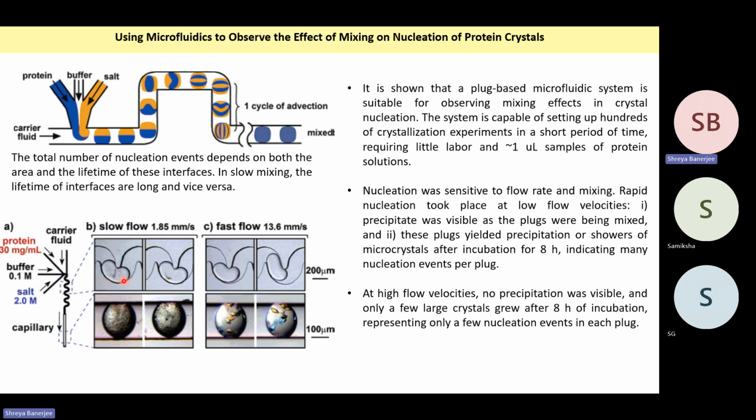Now you can control the size of the crystal, whether you want many small crystals or a few large crystals, and that can be controlled by controlling the flow rate. So basically this is the optimum concentration that was found for crystallization to happen.